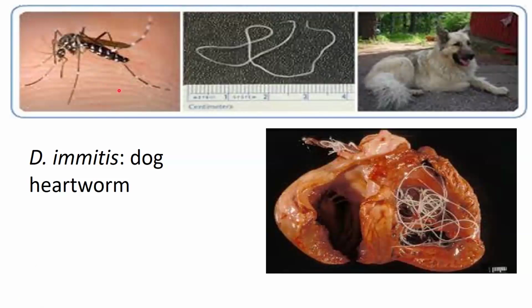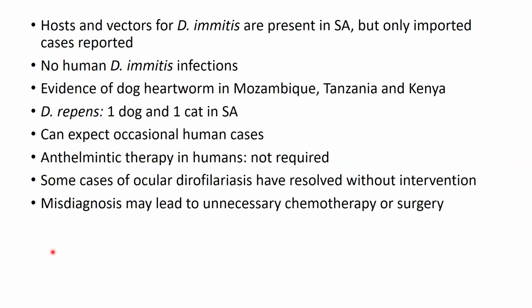And dogs can be severely infected, it can be a fatal infection. So dogs imported into this country need to have a veterinary certificate declaring that they are heartworm free. So as far as repens is concerned, in fact, the veterinary literature has reported one dog and one cat in South Africa. So the parasite's around, so we can expect occasional human cases. And really the importance is that misidentification and misdiagnosis can lead to unnecessary interventions.